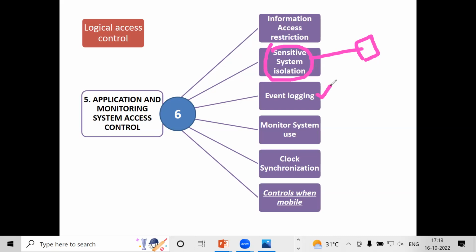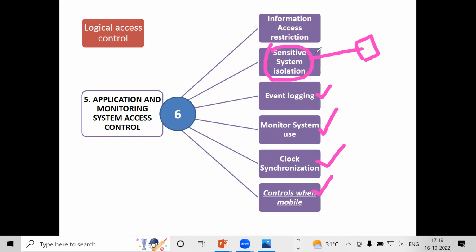Event logging. What is event logging? Every time the user comes in and the data is accessed, a log system should be there. Monitor system use: how long it is used, from which system it is used, who is using it. Clock synchronization: the client timing and server timing should match. Why? If you want to investigate from which computer they have introduced the contaminant or hacked the system, the clock timing is needed for identifying from which computer the data was inserted.